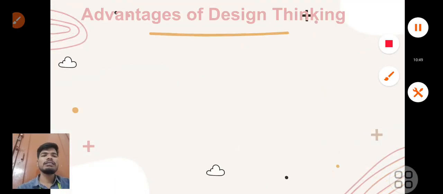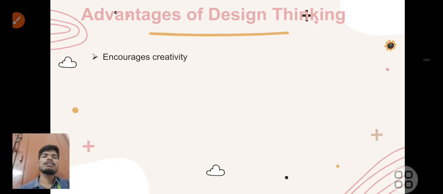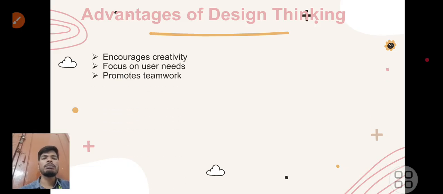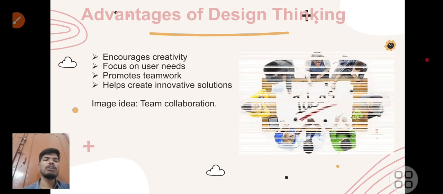Advantages of design thinking: encourages creativity, focuses on user needs, promotes teamwork, helps create innovative solutions. Image idea, team collaboration.